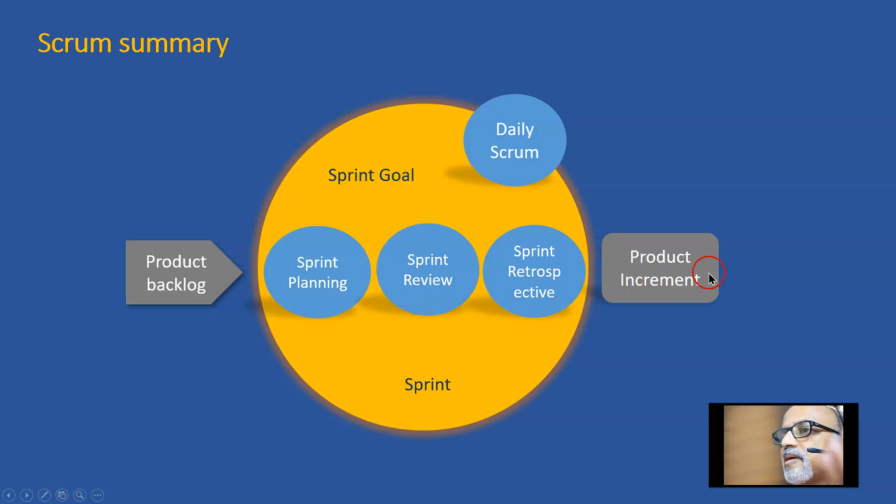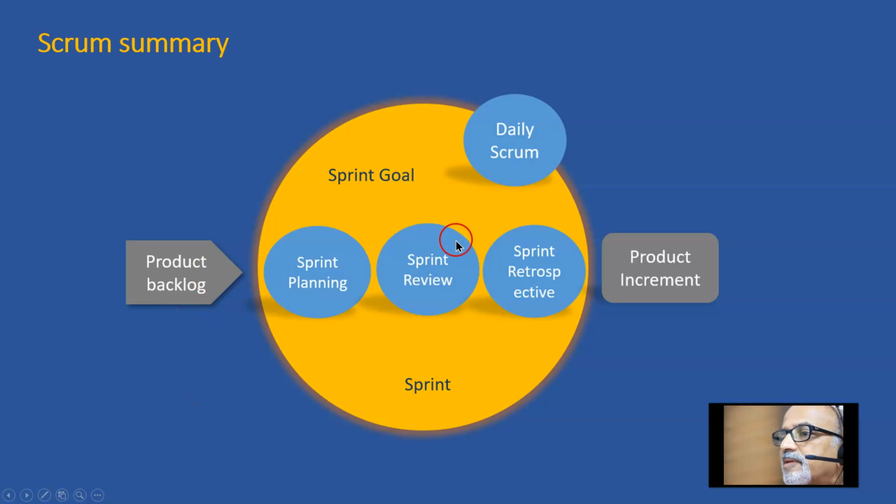At the end of it, a product increment comes out of the sprint, and they get into the subsequent sprint planning meeting, and these sprints or iterations continue till the complete product backlog is exhausted.